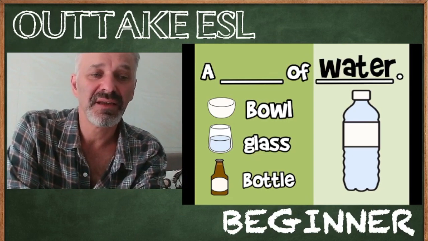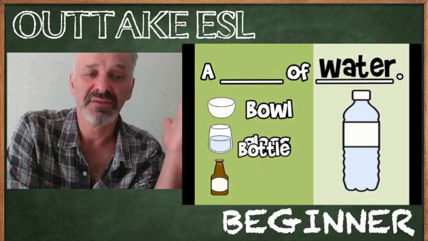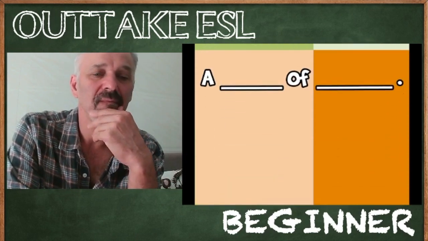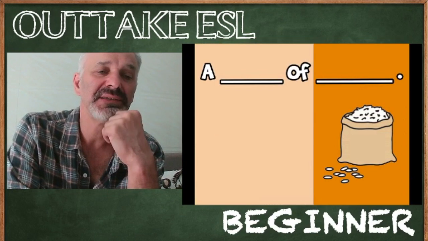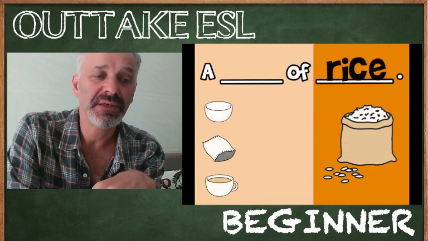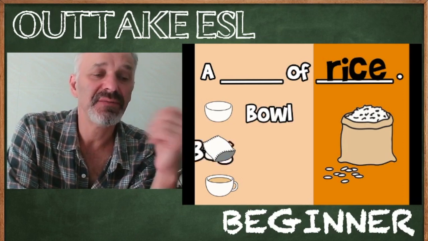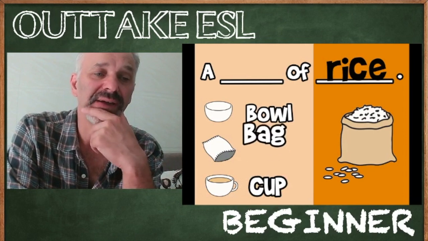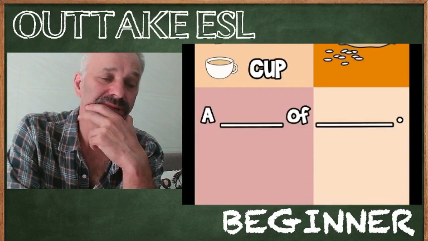I say, what is that? A bottle of water. Get the class to repeat it. A bottle of water. What do you think this is? Rice. But is it a bowl of rice, a bag of rice, or a cup of rice? A bag of rice. Good.